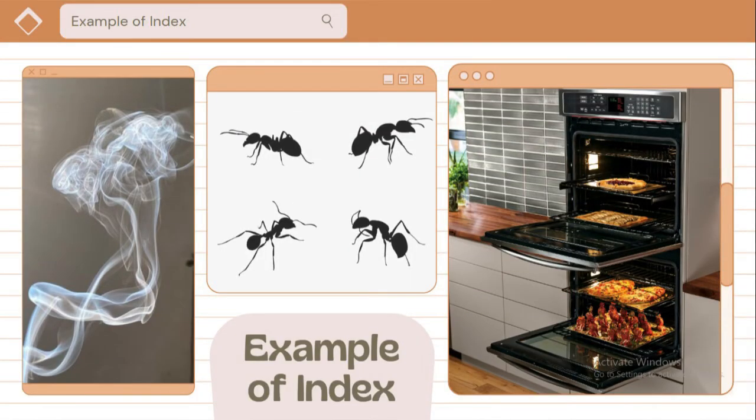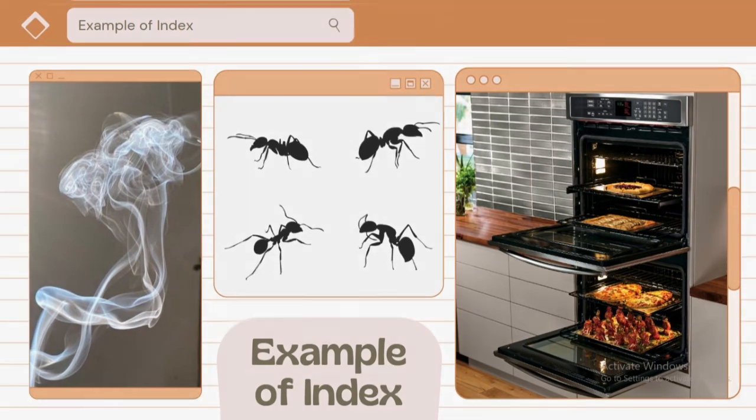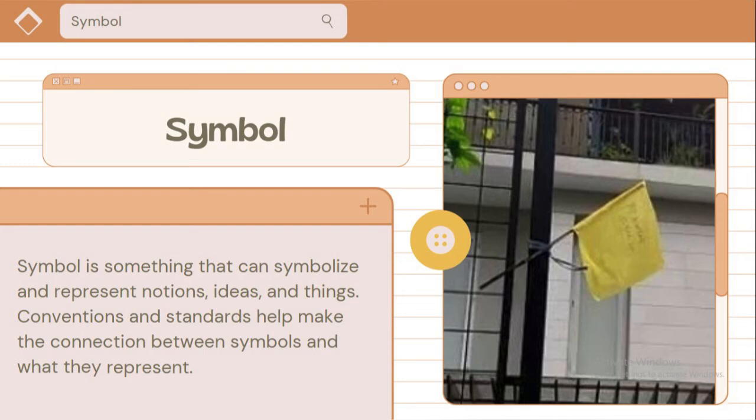Now let's take a look at the examples of index. So here I have three pictures. The first picture is smoke. So smoke is an index of fire. And the second one, I have a picture of an ant. So here, ants can be an index of the existence of sugar or something sweet. And the last one, it can be said that a beep from your oven can signal that the cookies are ready to be removed.